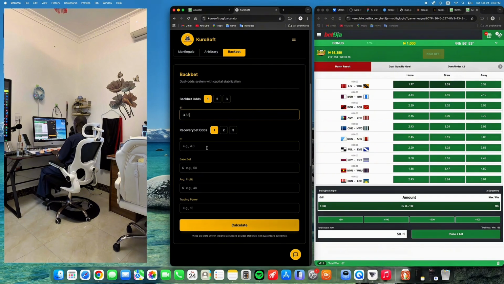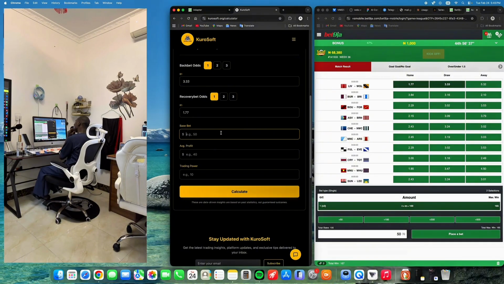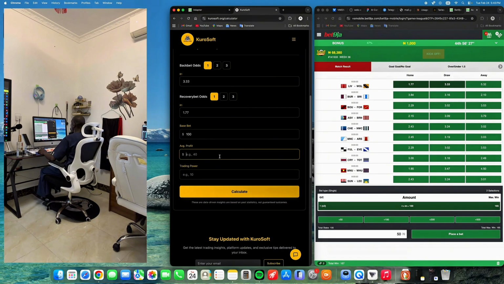Then we have the recovery bet. The recovery bet is the one that will make a win. The one that makes a win is 1.77, and the base bet is the amount you want to start your trade with. In a session like this, you don't have to worry. You can even start with as little as 200 or 100, depending on your capital. If you ask me how much capital is needed, use the calculator and you will see if the amount of capital in your mind will be enough.